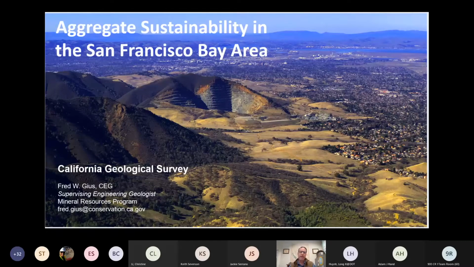Now, CGS, we've been studying and disseminating information on mineral resources for over 150 years. We are objective and scientific. We're independent of existing land ownership or land use, non-political. We're advocates for the resource as opposed to any mine or any local project.